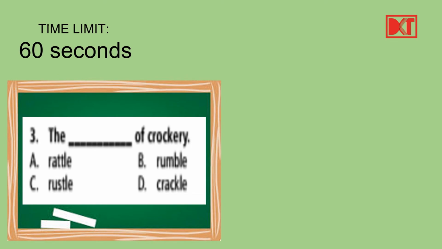The dash of crockery: the rattle of crockery, the rumble of crockery, the rustle of crockery, or D, the crackle of crockery. Now crockery is the utensils and basically the equipment that you have in the kitchen. So when the food is being made or the dishes are being washed or some utensil falls down, the sound that you hear is referred to as rattle, the rattle of crockery. Alright.